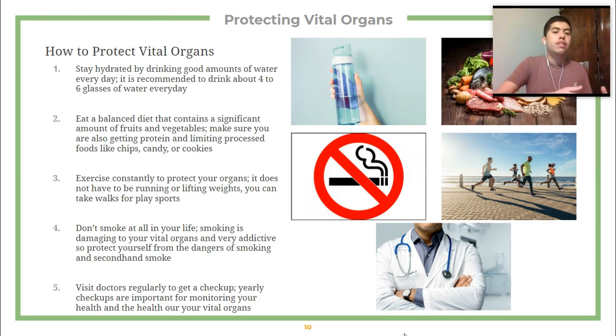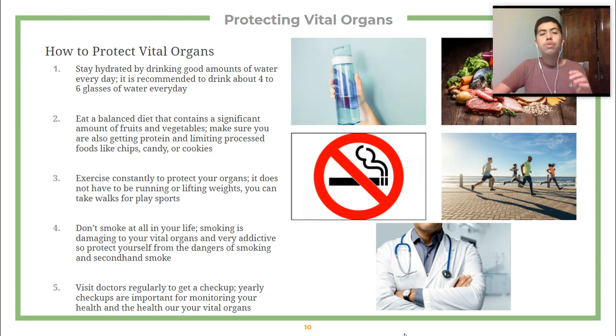So now that you've discussed different ways to protect vital organs, here are a few ways that I've listed that you can protect your vital organs. So first of all, staying hydrated, by drinking good amounts of water every day. It is recommended to drink about 4 to 6 glasses of water every day. So staying hydrated is key for the protection of your vital organs and for simply staying healthy and maintaining a healthy lifestyle. So always have water when you're eating food, and try to drink water instead of very processed drinks like sodas or juices. It's always good to have some water because that will help you stay hydrated and healthy.